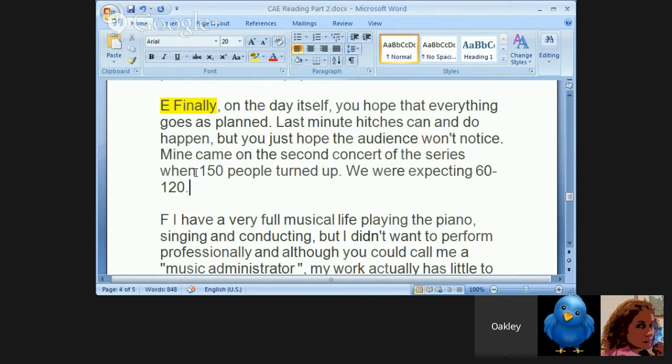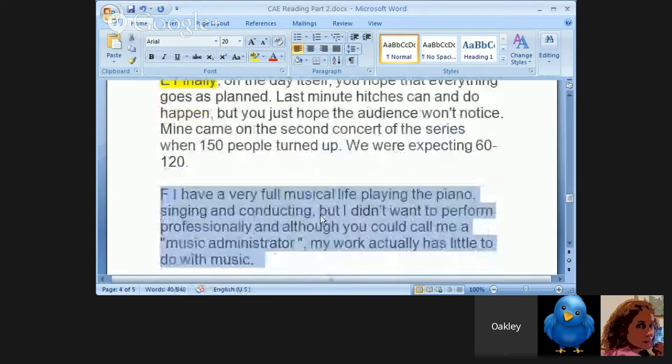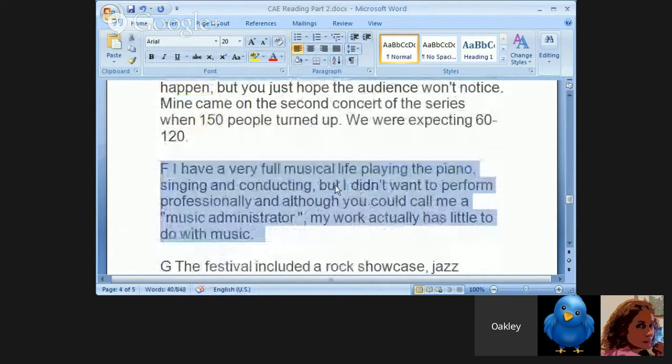Finally, he introduces his final idea about doing concerts. Finally, you never know. Things can go wrong. One time, I had this happen. Yes. So you never know. And I'm okay with it. I find this set to be very weird. I have a very musical life. Yes.